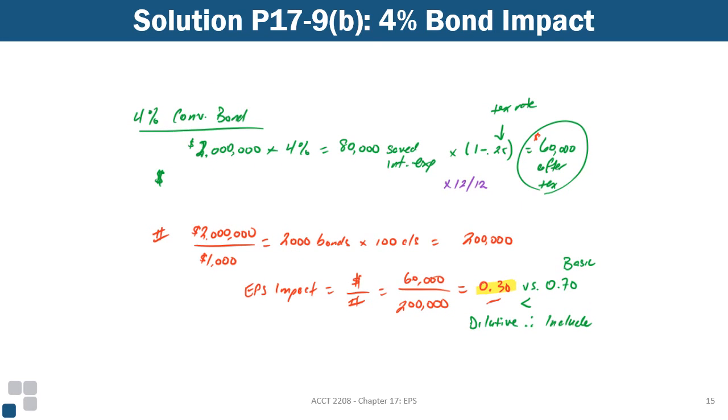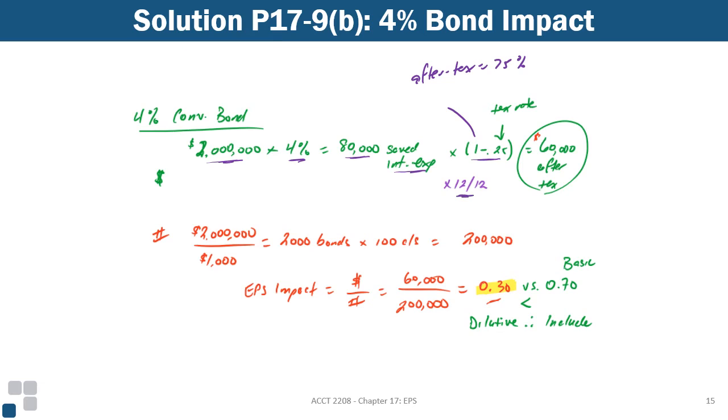Next, we'll deal with the 4% convertible bond. You could go with the 6% bond first; the order doesn't matter. There are $2 million in bonds that pay 4% interest. If those bonds were converted, the company would save $80,000 in interest expense. Because interest is tax deductible, we have to multiply by the after-tax rate. If the tax rate is 25%, the after-tax rate is 75%. Students miss this as well. They forget about the tax.